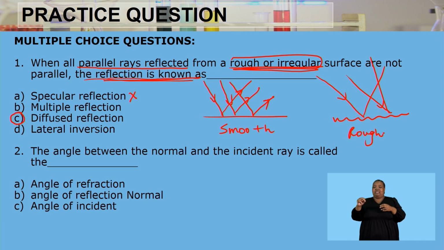Next question. The angle between the normal and the incident ray is called the something. So one of these 3 options. So we need to know, when do we get a normal and when do we get an incident ray, and where do these things apply? Where do we find them, both of them?